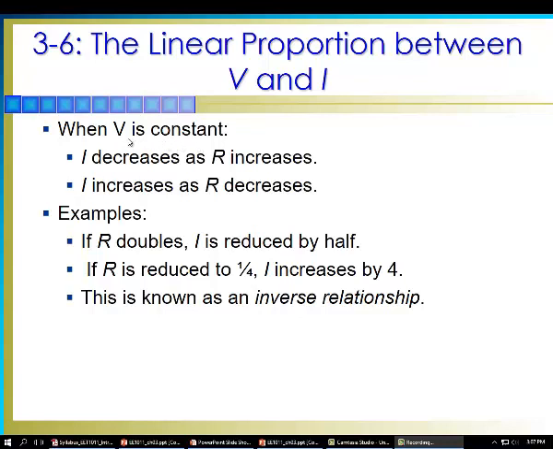So if the voltage is a constant, then the current will decrease as R increases, like I mentioned before, because R is in the denominator, so the bigger the denominator, the smaller the result. Okay? And the current will increase as the resistance decreases. Here are some examples. If R doubles, I is reduced by half. If R is reduced by 1/4, then the current increases by 4.